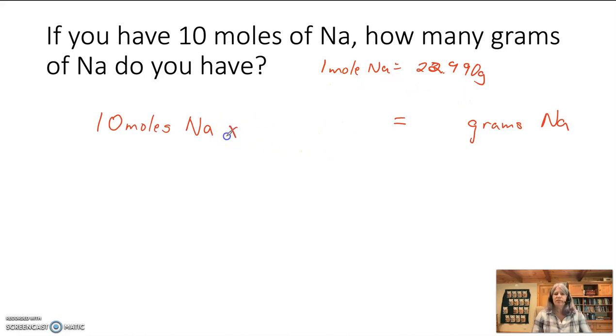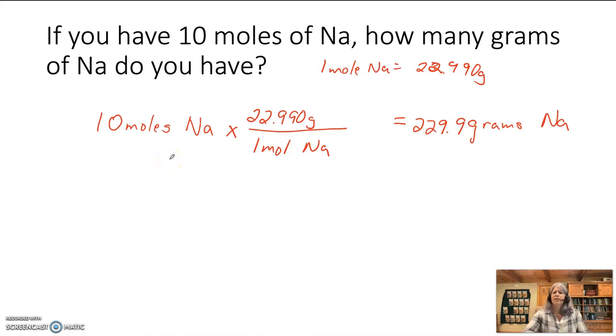So we multiply by the conversion factor. We're going to put moles on the bottom because we want that to cancel out, and we'll put the grams on the top: 22.990 grams. And we'll get out our calculator and do our math. But hopefully we don't even need to do that, right? We can multiply 10 by this number and we'll get 229.9 grams of sodium.